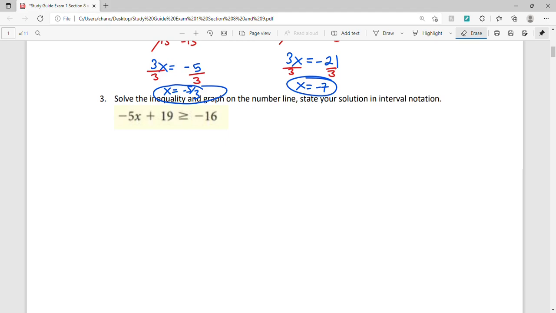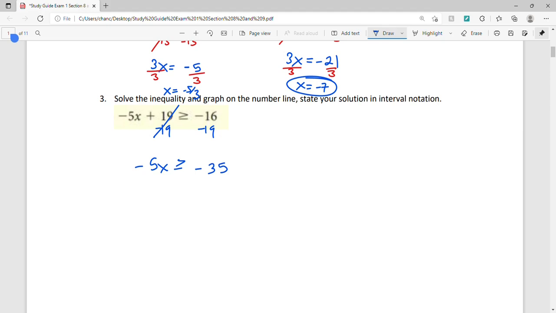In example 3, we want to solve the inequality and graph on the number line the solution. And we need to make sure we state our answer in interval notation. So let's do that. The first step is to isolate that x, get that x by itself. So we'll subtract 19 to both sides. -5x is greater than or equal to -16 minus 19 is -35.